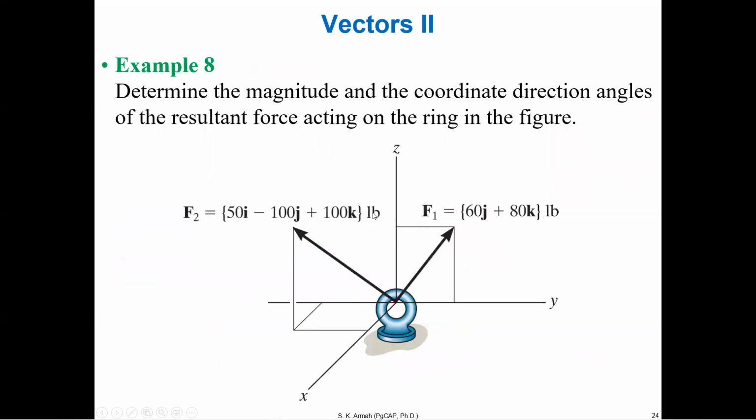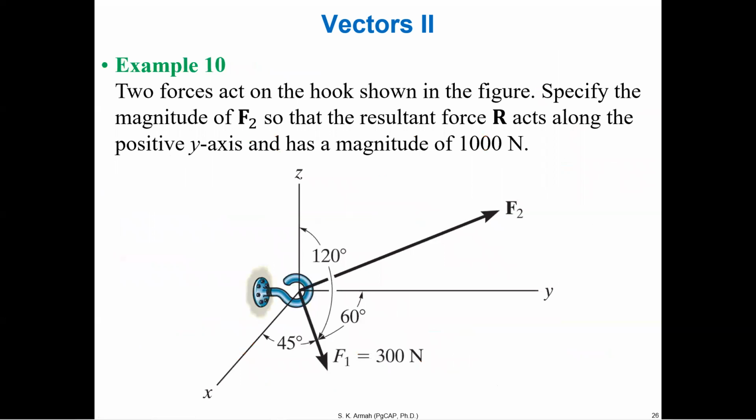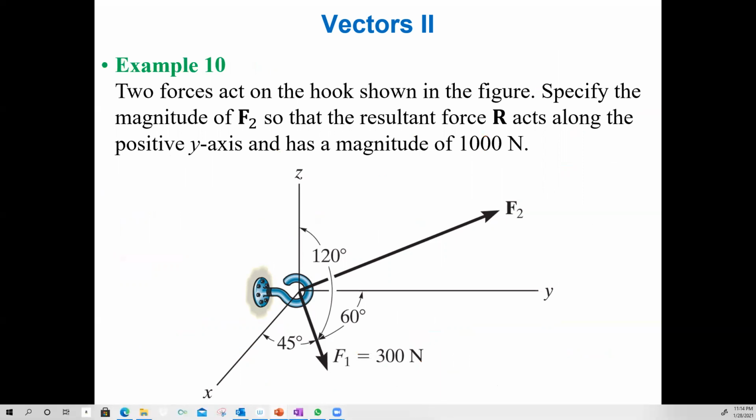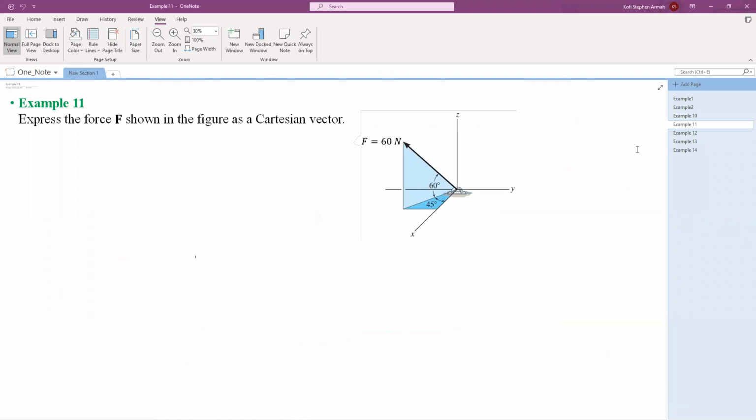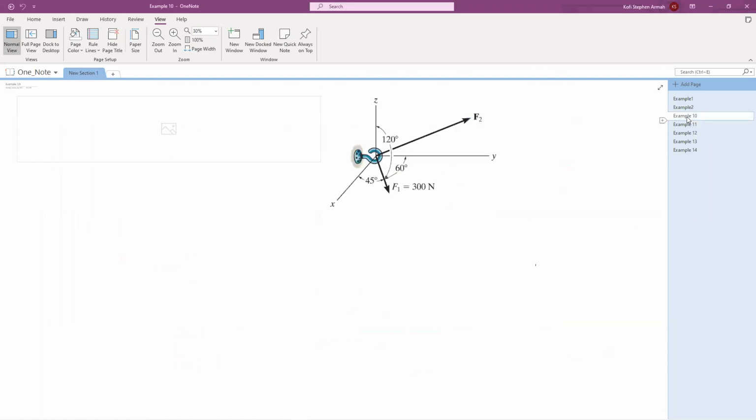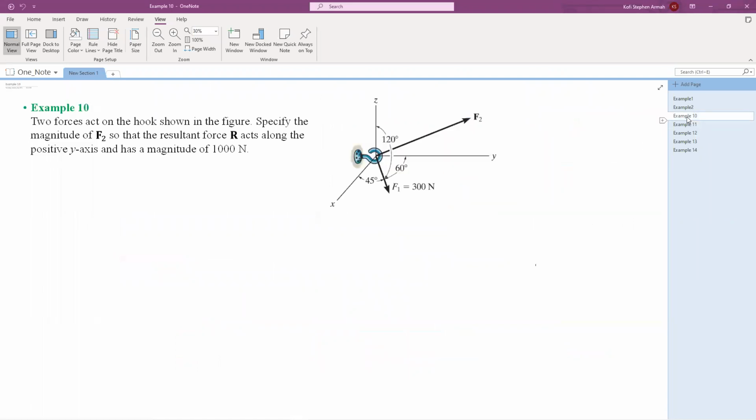So the main thing I want to do here is work the next example, which is example 10. So I'm going to switch to OneNote. I'm going to switch to a white screen to write, and that is the example, I believe example 10. Yes.